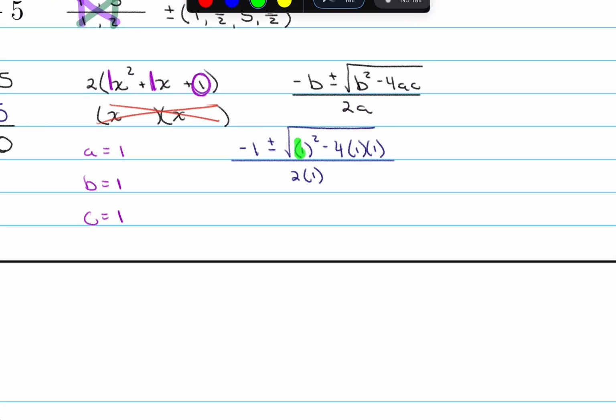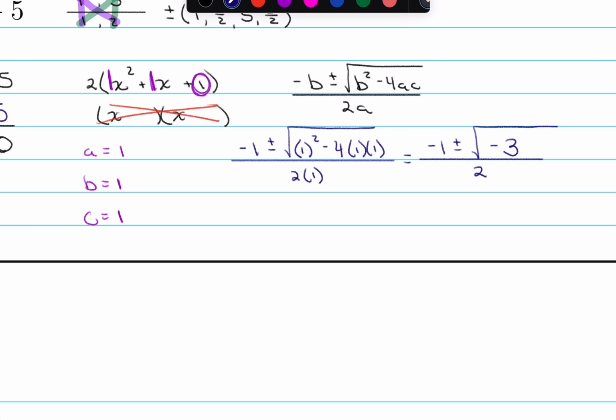I'm first going to take care of everything underneath this radical. So I end up with the opposite of 1, -1, plus or minus the square root of 1 squared minus 4 times 1 times 1. So 1 squared is 1, minus 4 times 1 times 1 is 4. So 1 minus 4 is -3. All over 2 times 1 is 2.